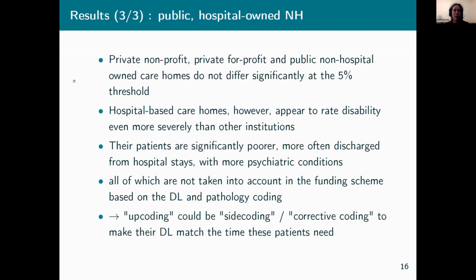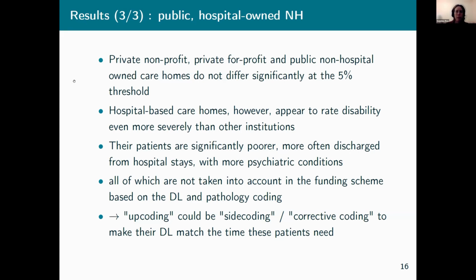And also, as I said, public hospital-owned nursing homes seem specific, whereas private nonprofit, private for-profit, and public non-hospital-owned care homes do not differ. The hospital-based care homes appear to rate disability in a more severe manner, even more severely than other institutions compared to people at home. And the main difference between these hospital-owned facilities and the others is that their patients are significantly poorer. They more often come directly from hospital stays, and they also have more psychiatric conditions.